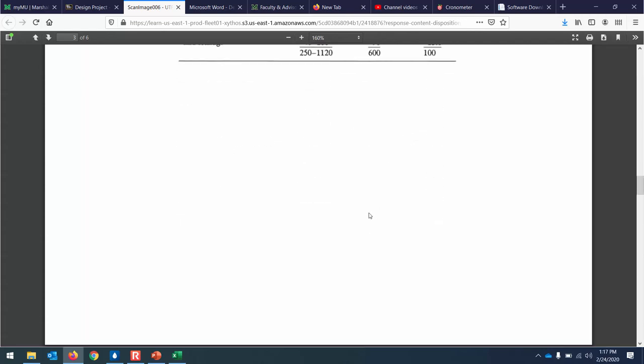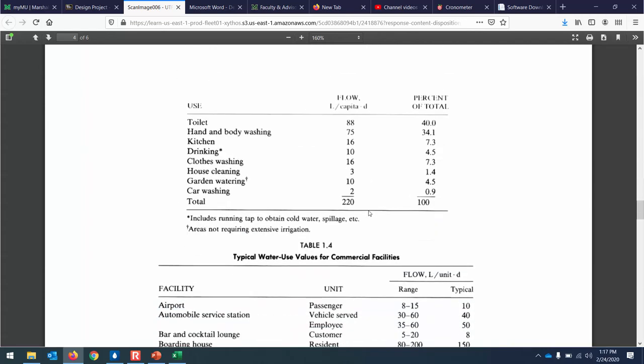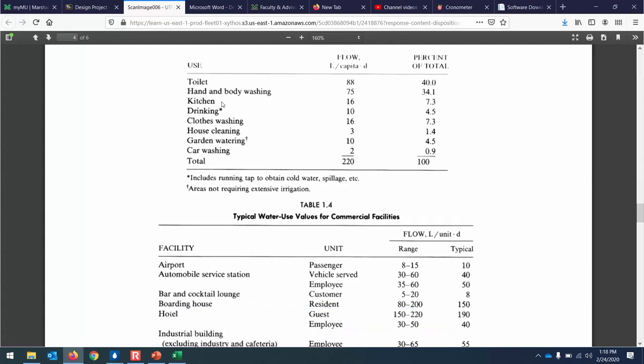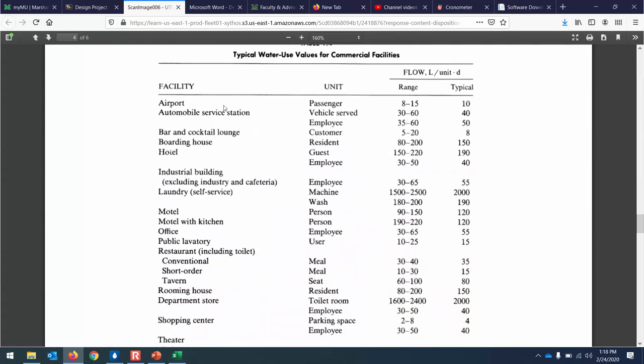day. So there are similar data that you could find that breaks it down like where of that 220 liters, how is it being used? How much is going towards the toilet? How much is going towards washing the car on a daily basis? So specific breakdown, there's data about different places besides residential areas. How much water is used at an airport, a motel, a theater, a shopping center. So lots of different data has been gathered to estimate the range of uses and then a typical value and what the unit of measurement is.